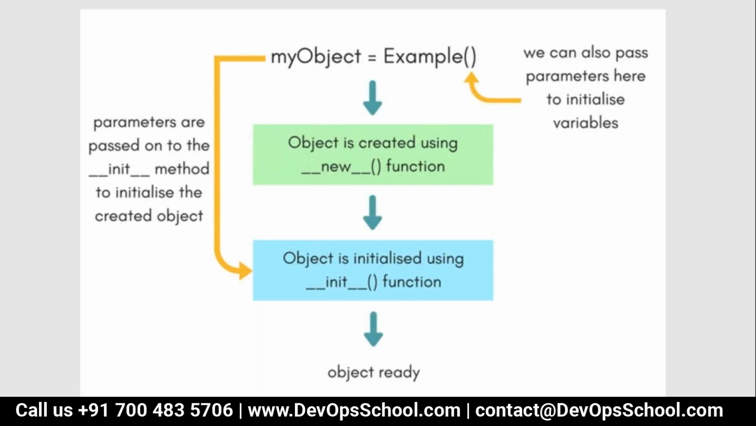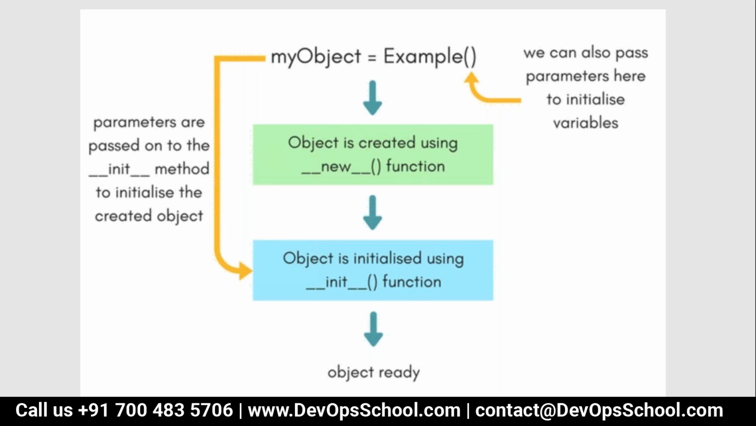Look at this image, you will understand that. Here my object is one object from the class example. We can also pass parameters here to initialize the variables. When you call my object, the example object is created using the new function, which is built in. After that it is created, and then all the variables are initialized using the init function.